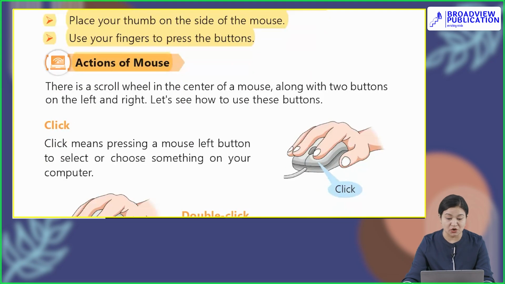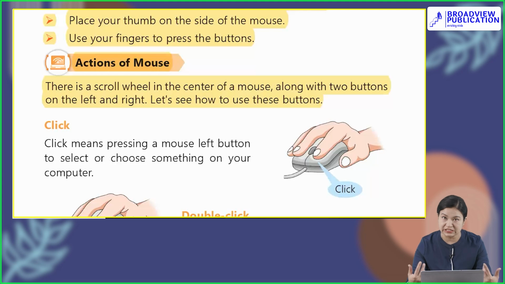Now, actions of mouse. There is a scroll wheel in the center of a mouse along with two buttons on the left and right. Let's see how to use these buttons. Only three buttons are given on the mouse: left button, right button, and you can see a scroll wheel is given in the middle.